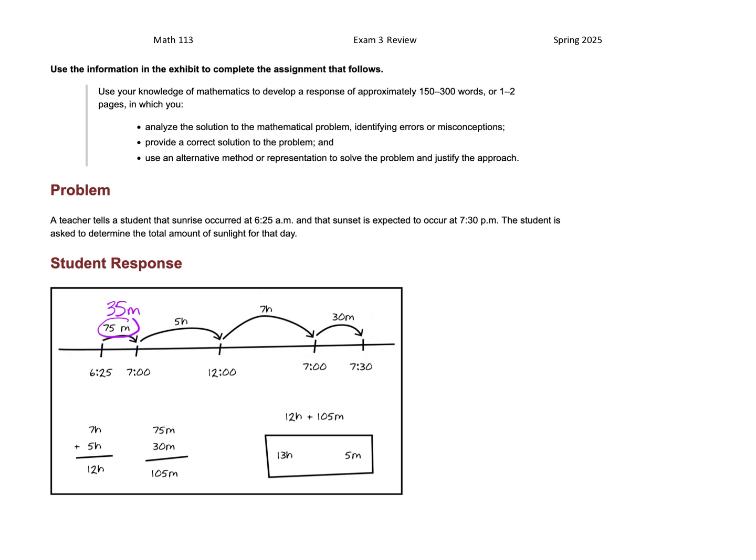They add the 7 hours and the 5 hours to get 12 hours. They add the 75 minutes and the 30 minutes to get 105 minutes. This should be 35 minutes, which means this should be 65 minutes. Then they add the 12 hours and the 105 minutes to get 13 hours, 5 minutes. This should be 65 minutes, which actually is 13 hours and 5 minutes.